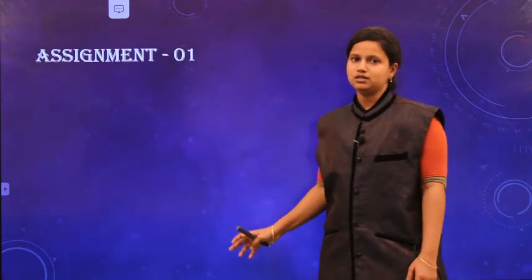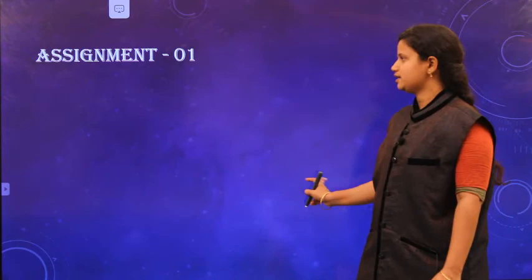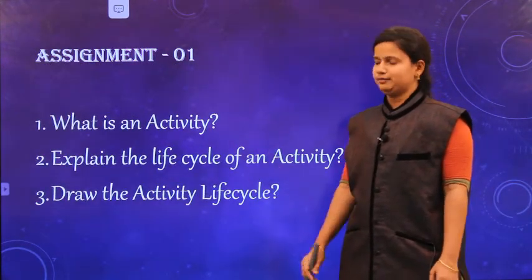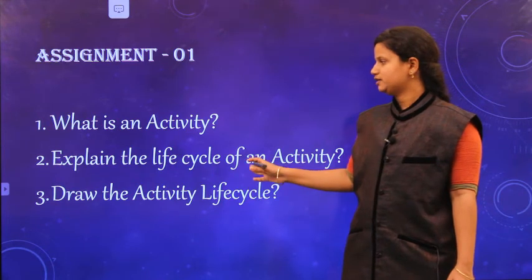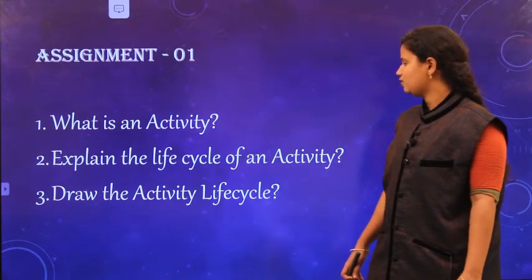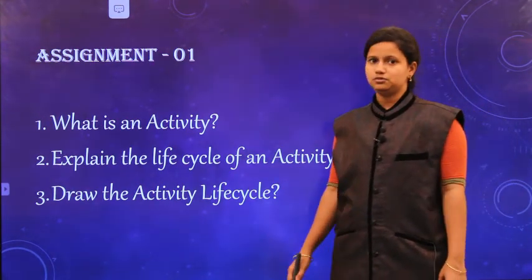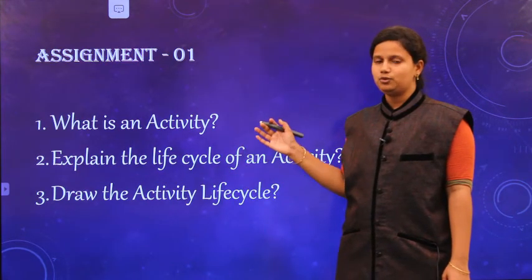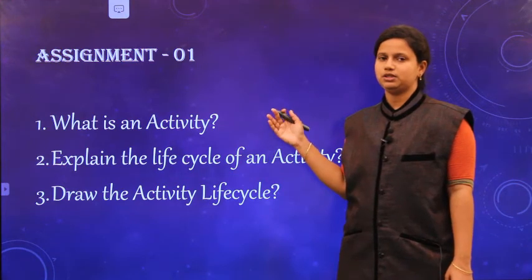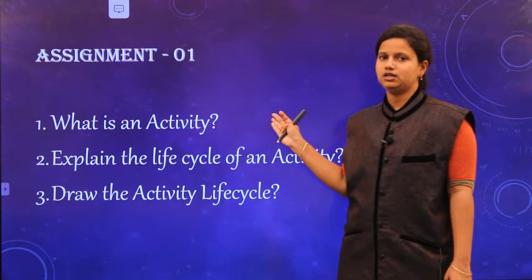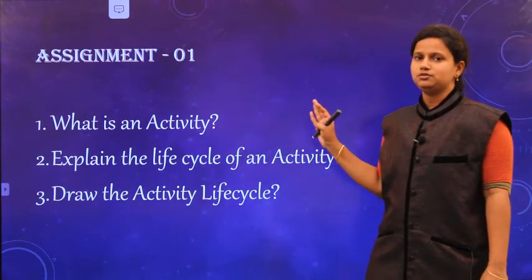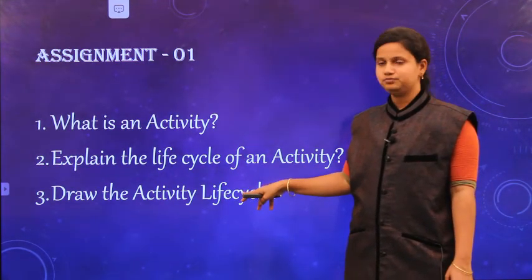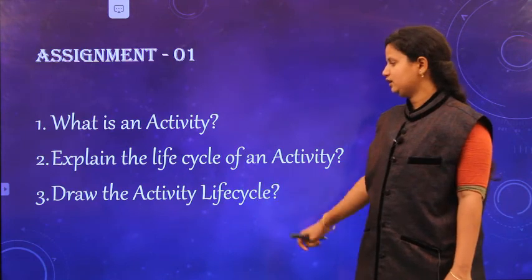So assignment 1 for the understanding of activity, the first concept, is over. The first question: what is an activity? The second one is: explain the life cycle of an activity. The life cycle of an activity is how, when you are opening your application, the different methods are executed and how the life cycle moves on while you are using an activity. That is your second question. And draw the activity life cycle.